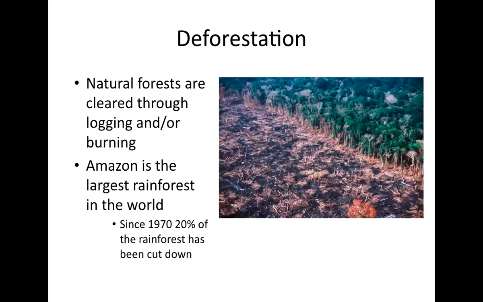Next is deforestation. This is definitely a term we have seen, I'm sure. We're going to see this again in our last unit when we talk about ecology and human impact. Natural forests are cleared through logging and or burning. The Amazon is the largest rainforest in the world, and since 1970, 20% of the rainforests have been cut down. And this has been an ongoing thing. With deforestation, we can use materials from it, but at the same time, we are cutting down trees, and those trees might be homes to animals, okay?